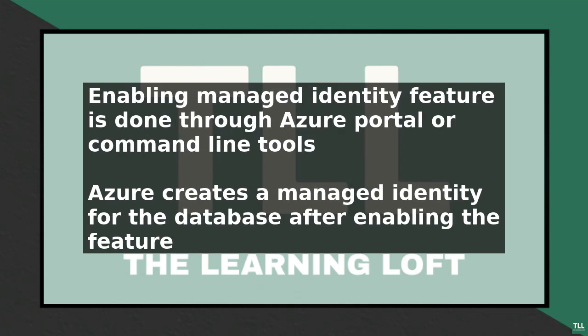To get started with Azure SQL Managed Identity, you need to enable the Managed Identity feature for your Azure SQL database. This can be done through the Azure portal, Azure CLI, or PowerShell. Once enabled, Azure will create a managed identity for your database, which can be used to authenticate to other Azure services. The next step is to configure the managed identity to access other Azure resources.